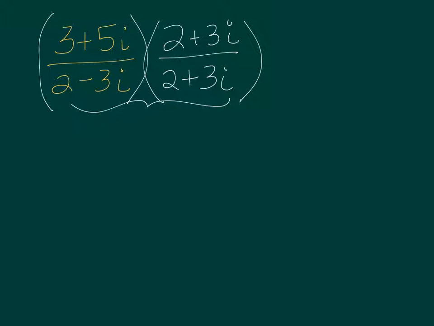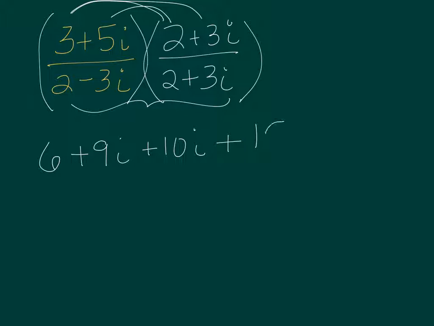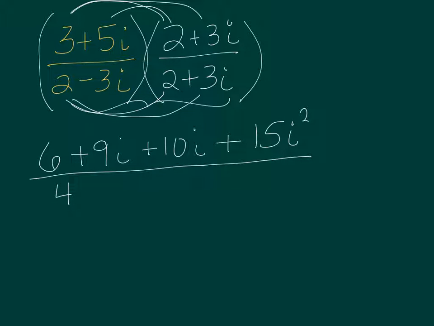So if we multiply out the top, we're going to get 6 plus 9i plus 10i plus 15i squared. And on the bottom, 4 plus 6i minus 6i and minus 9i squared.